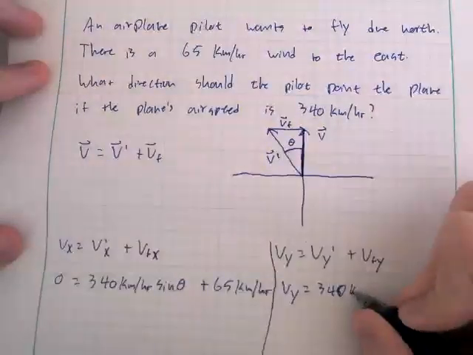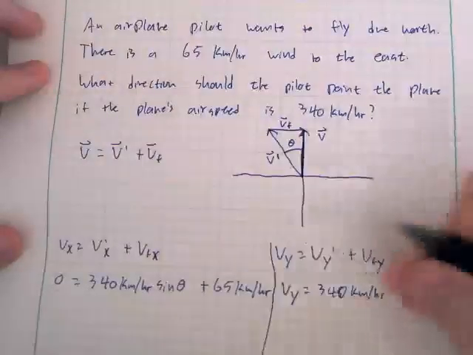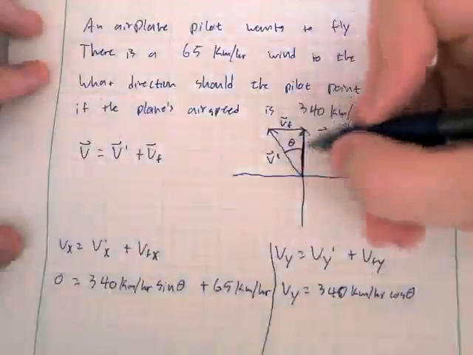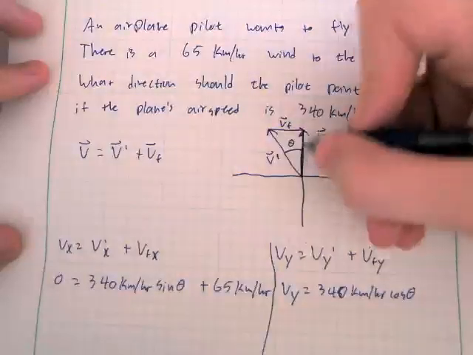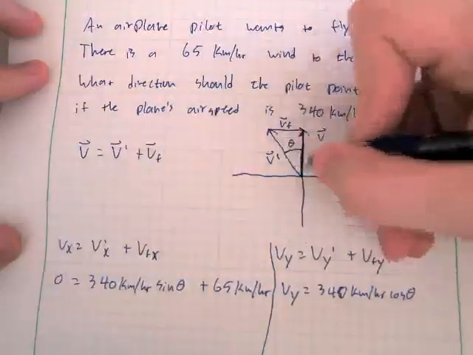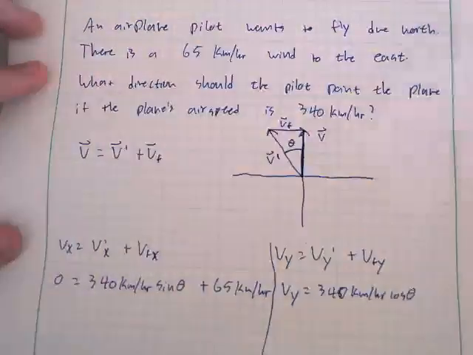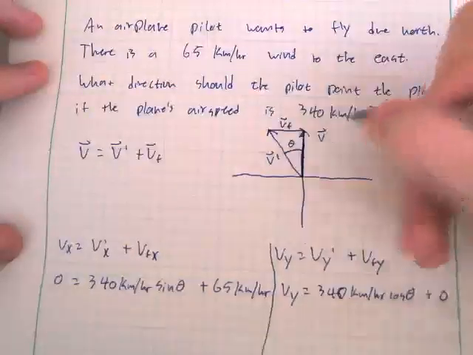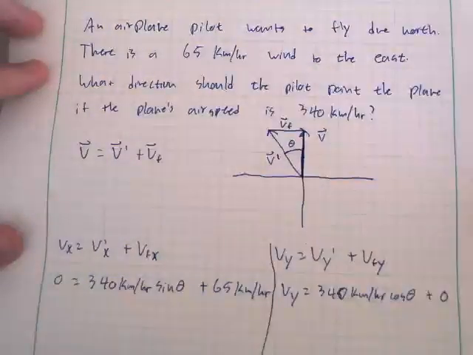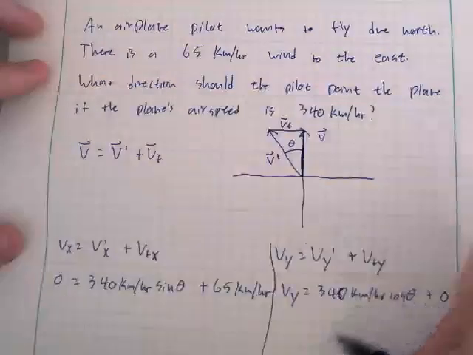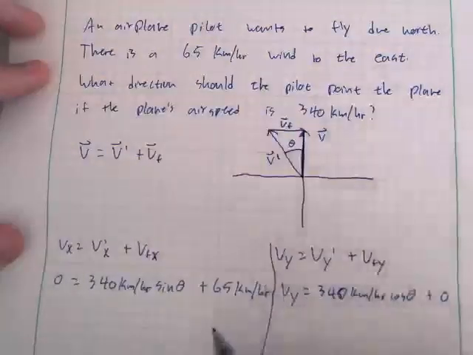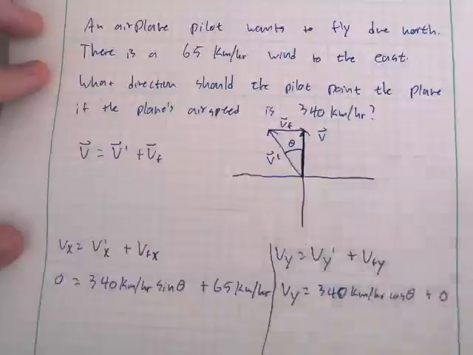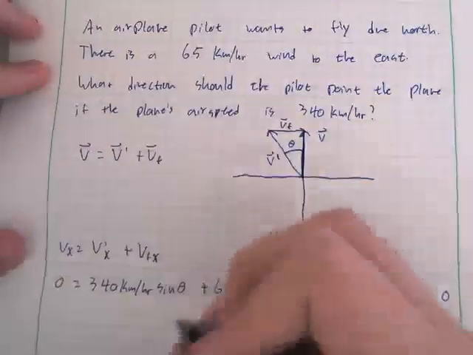340 kilometers per hour times, in this case, the cosine of theta, right? So I'm looking at my v prime y. Take the cosine, the adjacent side of this vector adjacent to the angle is going to be this. And then what is my wind speed in the y direction? It's 0, right? This wind is just blowing straight eastward. It's not blowing north or south whatsoever. So with these two equations, we can pretty simply solve for both. We already know what the Vx is. We can solve for the angle, and we can solve for the Vy as well. Let's go ahead and solve for this angle first.